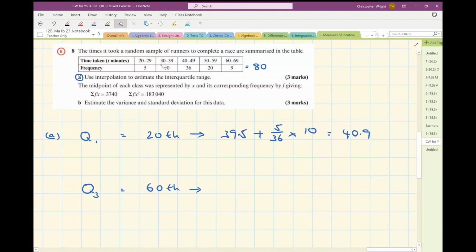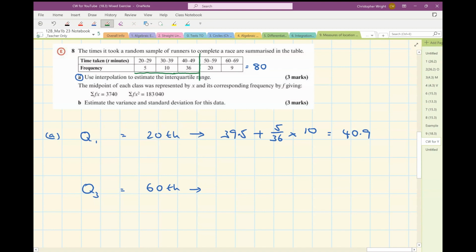Right, what about the 60th runner? Where are they going to be? That's the first 15, right. 41, that's the first 71 runners. So they're going to be in that class as well. No, they're not. Come on, add up properly, please. Try again. 15 plus 36 is 51. So I've got 51 runners to here.